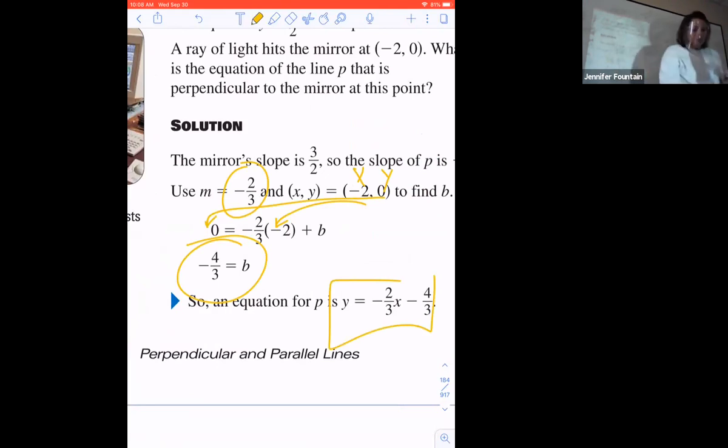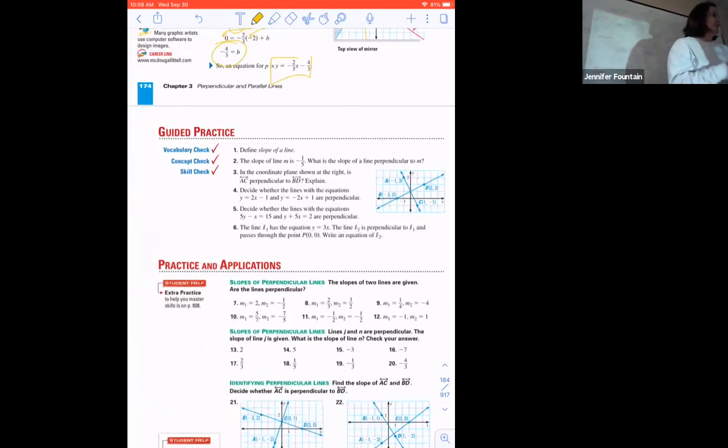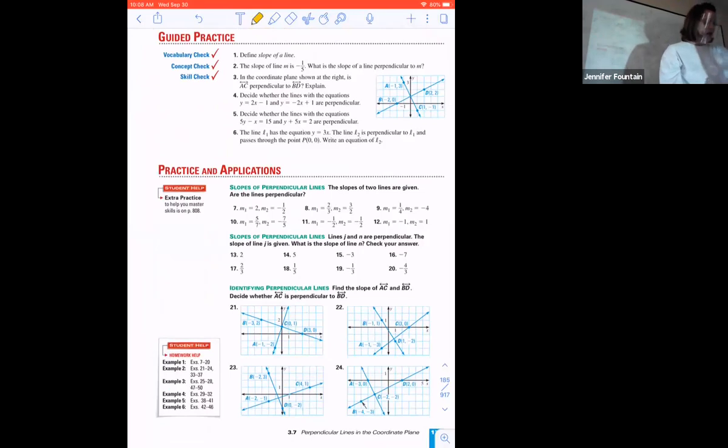I know that we went through all this pretty quickly, but the main thing here is we're always using y equals mx plus b. We know that our slope has to be negative reciprocals. You may have to plug in a given point to find b when you're writing the equation. So let's go ahead. First of all, let's talk through what our homework assignment will be, and then we will talk about the guided practice.